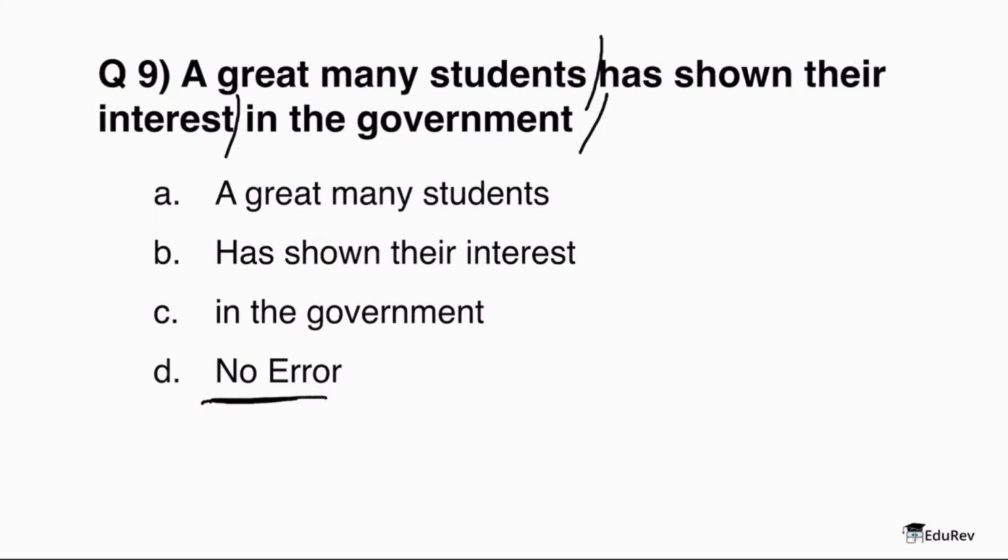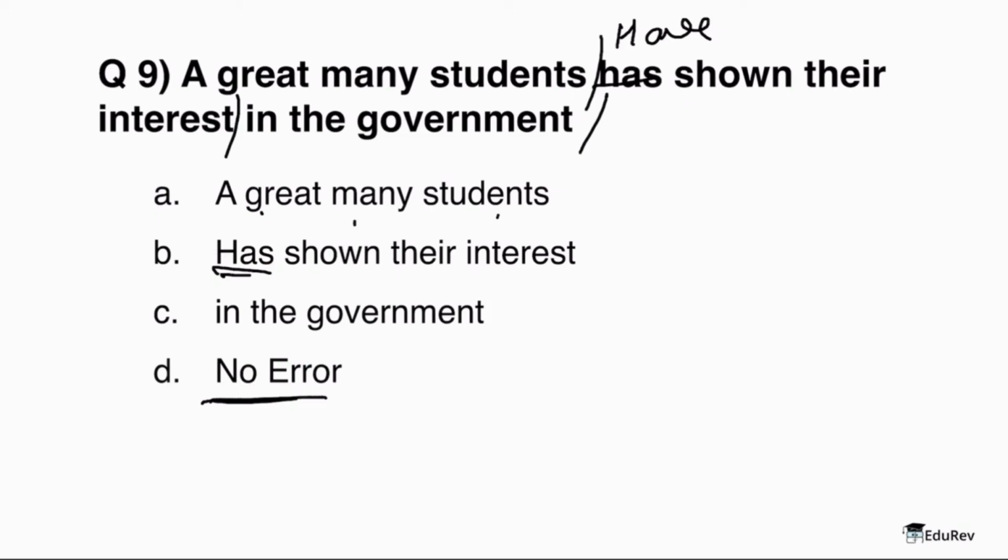As we can see, a great many students seems plural, right? But here has been used, which is a singular helping verb. So what do you think? Instead of has, what would have been used? Of course, have would have been used. With many, a great many, a good many, with all of these, the plural form of the verb is used. So the verb should be have instead of has.